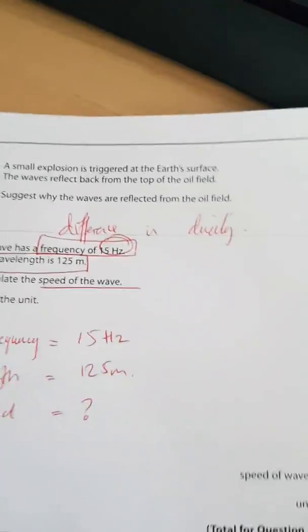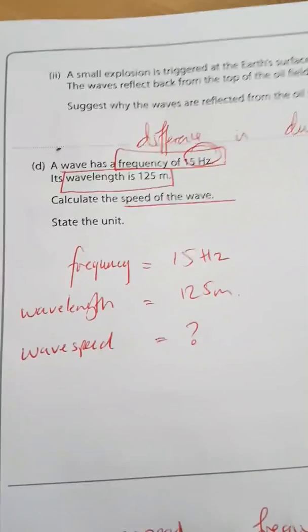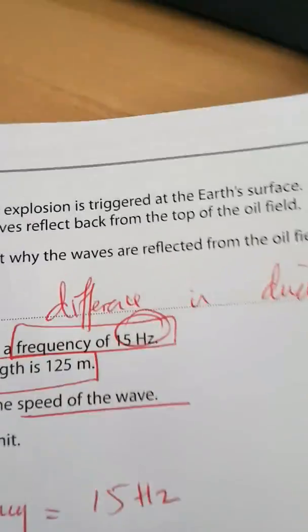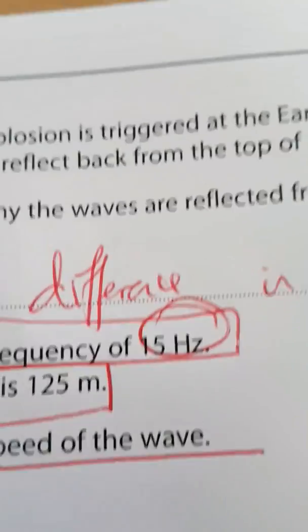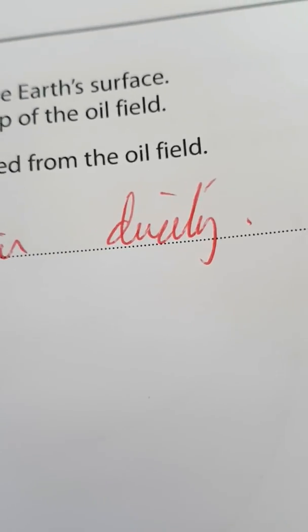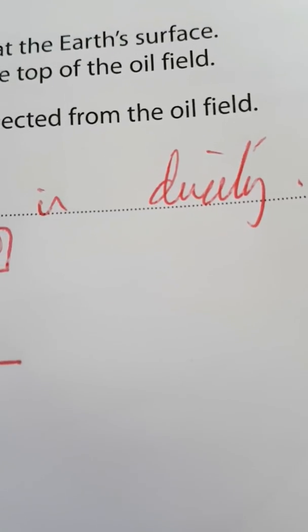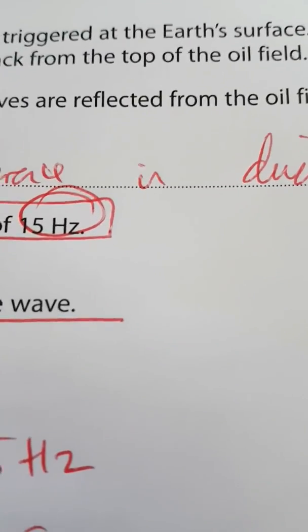Okay, so we're on page 15 and part 2 right at the top. So why is there an explosion? Suggest why waves are reflected from the oil field. It's because as you go deep underground, there are things of different density. That's supposed to say density, if you can read it or not. And therefore the waves will get reflected and refracted because there's different densities.